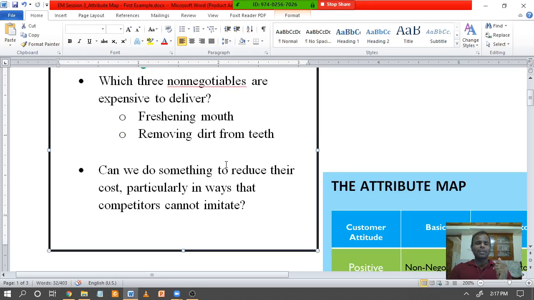Now, how do you reduce the cost of making the toothpaste? If you are a manufacturer who's making toothpaste, how do you think you can make the toothpaste cheaper? Mass production can reduce the cost. Yes, mass production.